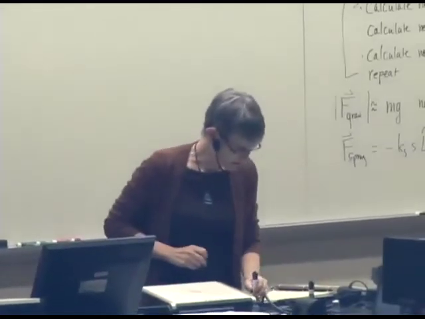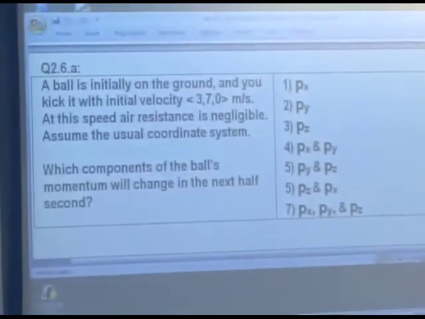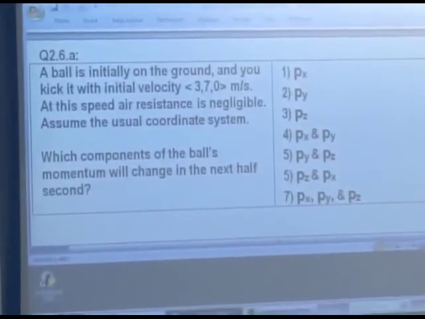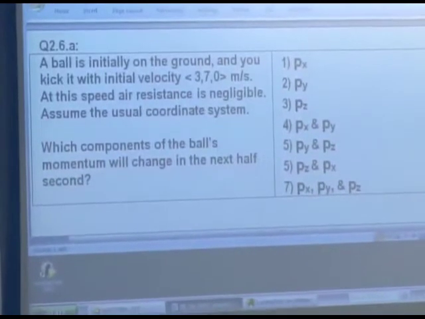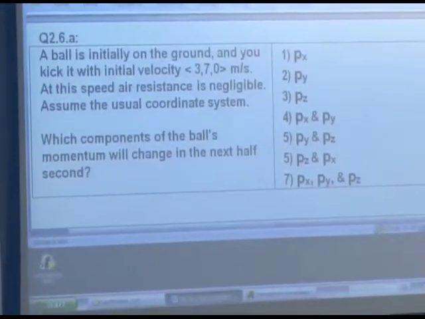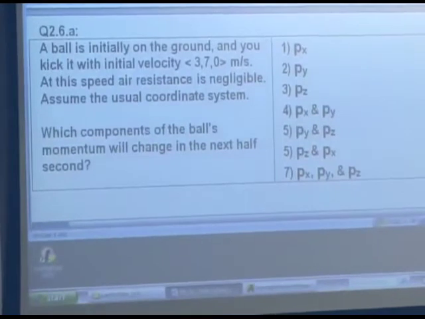And the momentum principle tells us something interesting about what we should expect under these circumstances. So let's see if we can predict what we should be seeing here. We're going to consider the situation in which we've got a ball on the ground. It's a soccer ball. You kick it with an initial velocity that has both x and y components. We're going to assume that air resistance at this speed is negligible. The usual coordinate system.